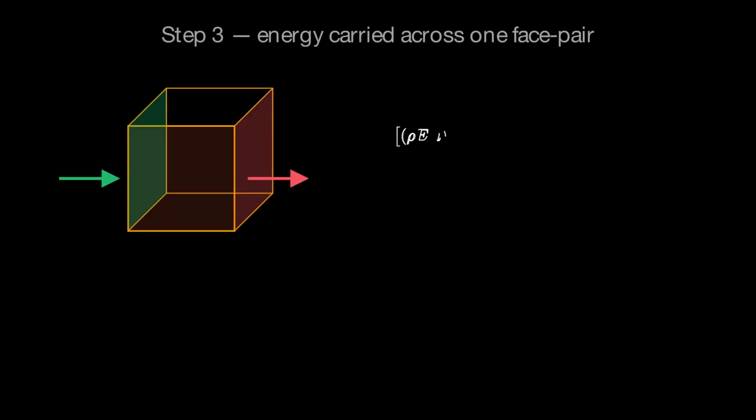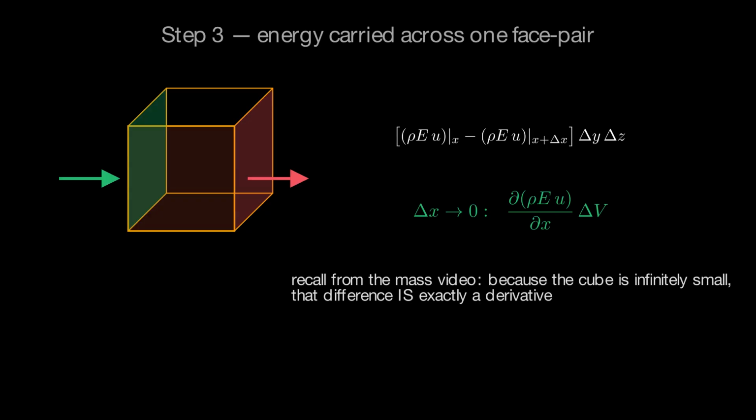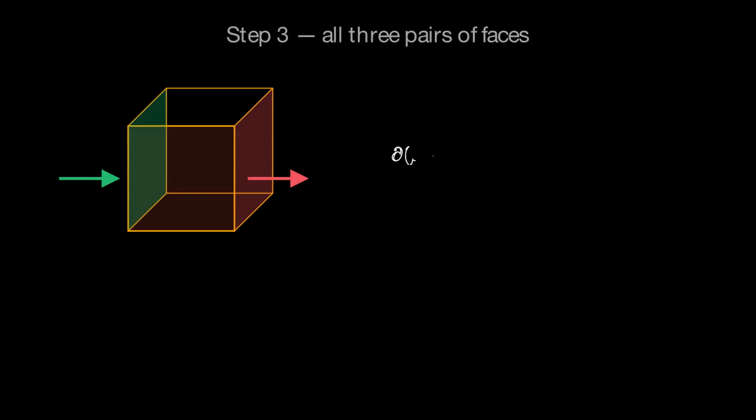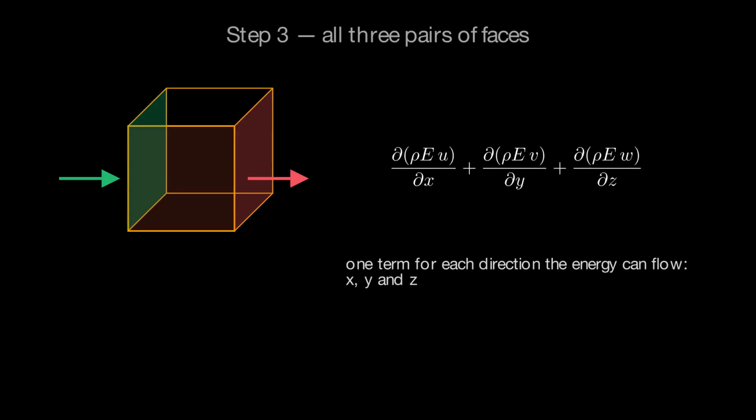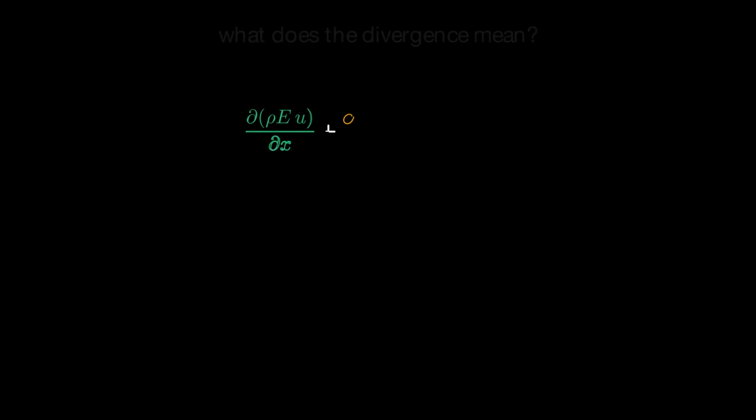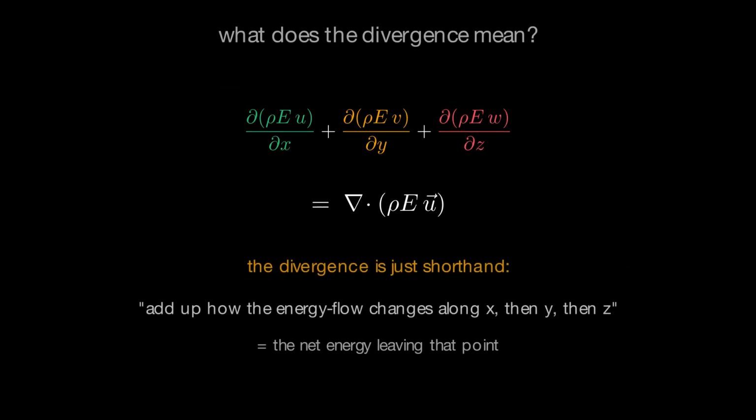Start with the flow carrying energy. Same as before, energy rides in through the left face and out through the right. We label the left face position X and the right one box width further along. Their difference, because the cube is infinitely small, is exactly a derivative. Do that on all 3 pairs of faces, and you get 3 terms, how the energy flow changes along X, along Y, and along Z. And here's that first compact symbol. That whole sum is written as the divergence of the energy flow. That's all the divergence means. Add up how the flow changes in each direction, the net energy leaving the point.